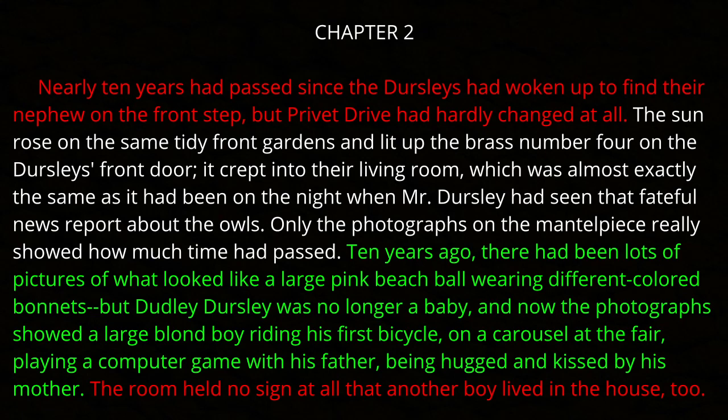So early on in this paragraph, we get the sense that Harry's miserable because we sense that the Dursleys are not doing anything to accommodate him at their house. And then later on, toward the end of this paragraph, we see that the Dursleys are capable of love. In fact, they shower love upon their son Dudley. They take pictures of him riding a bicycle, playing a computer game with his dad, and they're hugging and kissing him. And meanwhile, oh, by the way, Harry Potter, it's like he doesn't even live there.